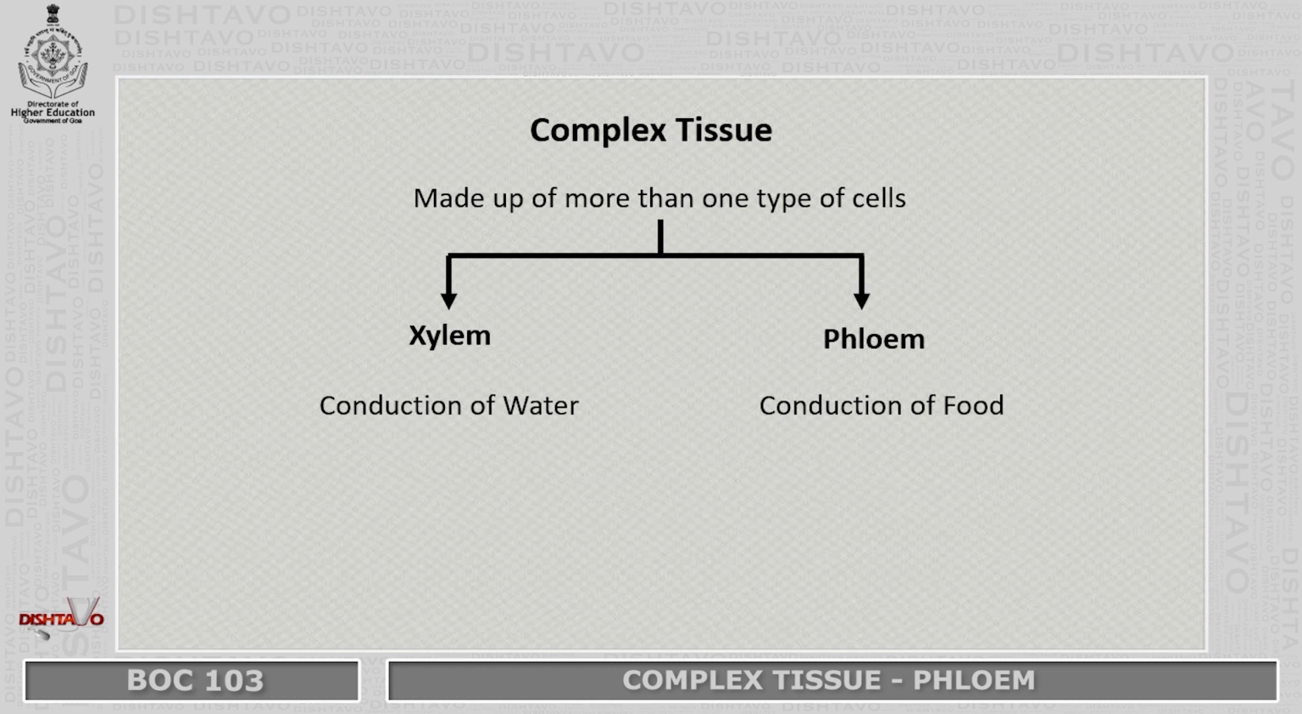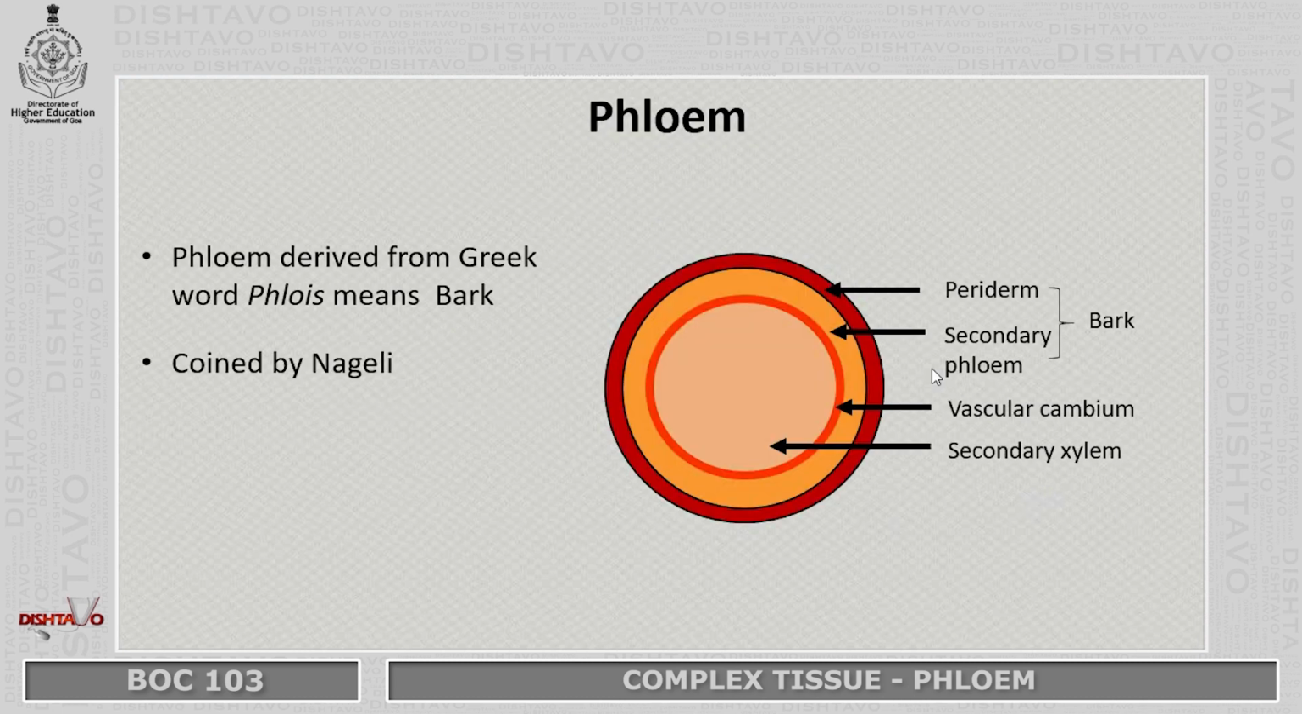We have already seen in module number 3 that the permanent tissues can be subdivided into simple tissue and complex tissue. The complex tissue is made up of more than one type of cells, and further it is subdivided into xylem and phloem. Xylem is involved in conduction of water and phloem is involved in conduction of food.